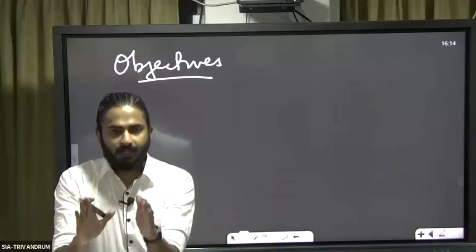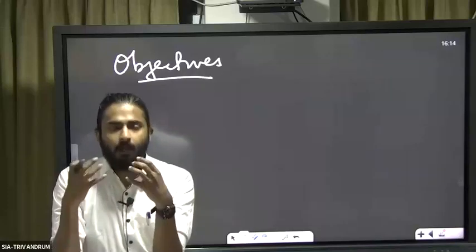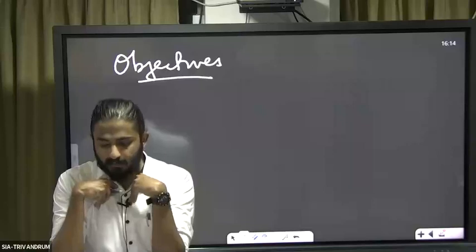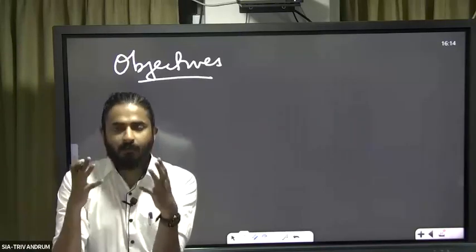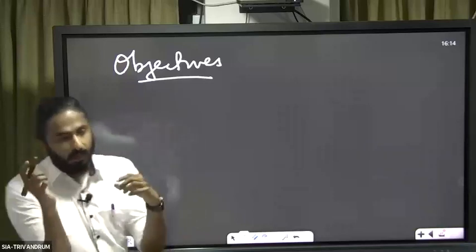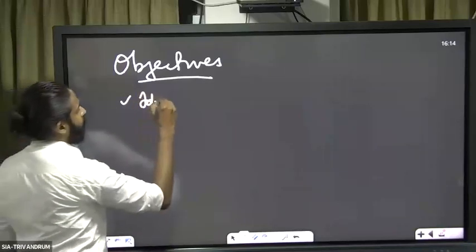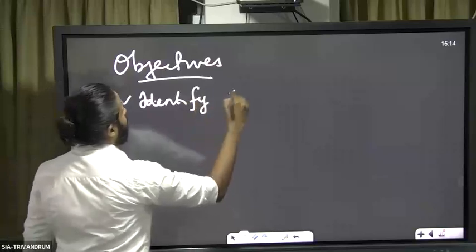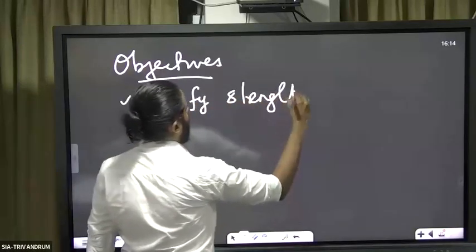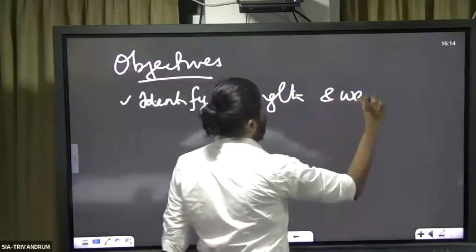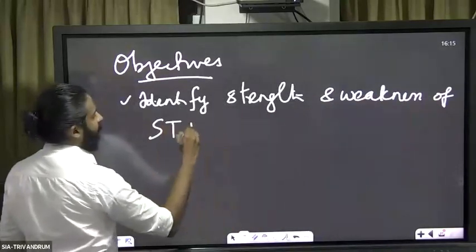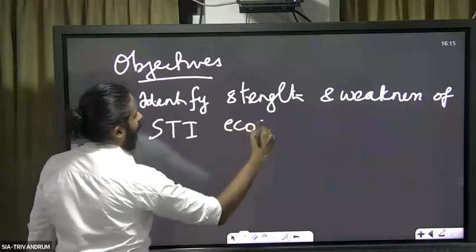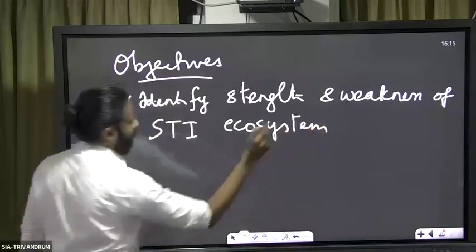So the first objective is to identify the strength and weakness in our STI ecosystem. That is the first thing, to do an analysis of our ecosystem and identify the strength and weakness of our ecosystem. We will identify the strength and weakness of our STI ecosystem. This is the first objective.